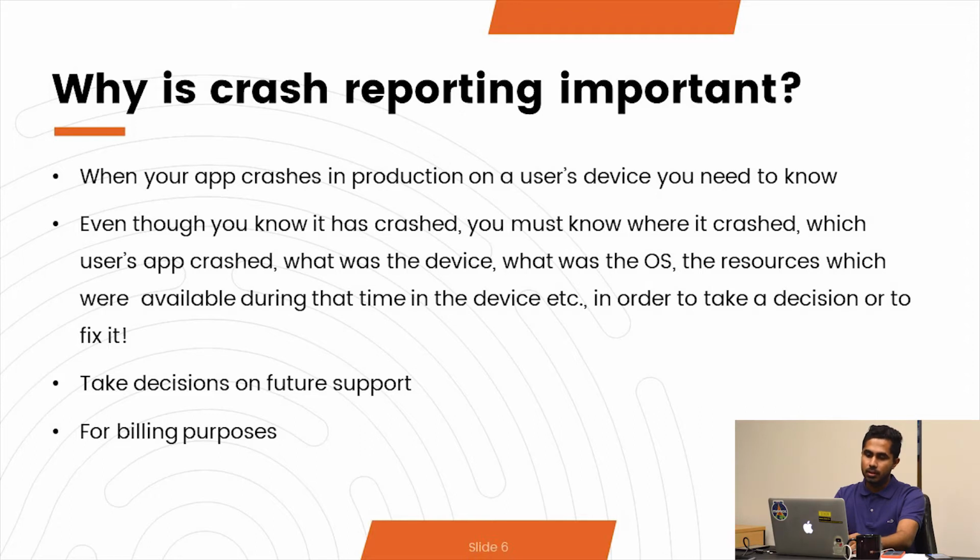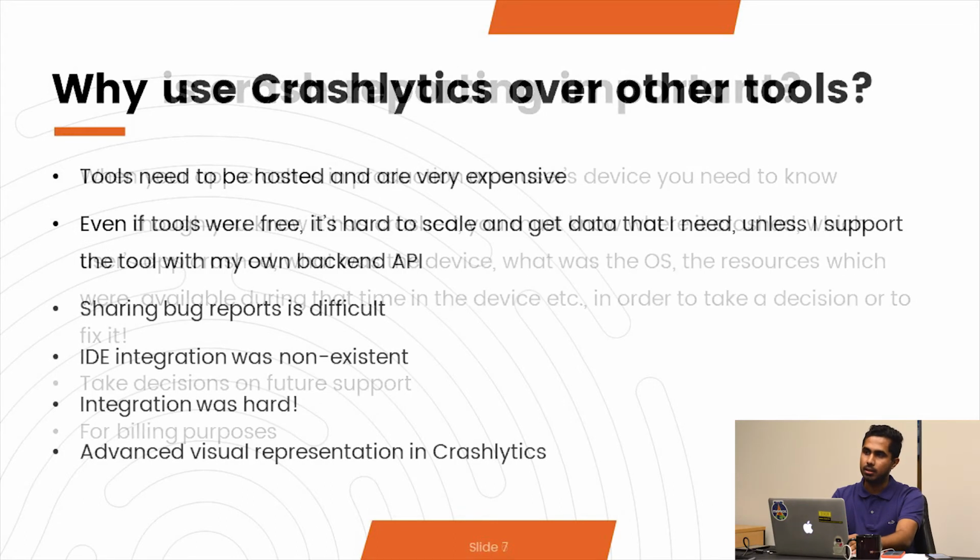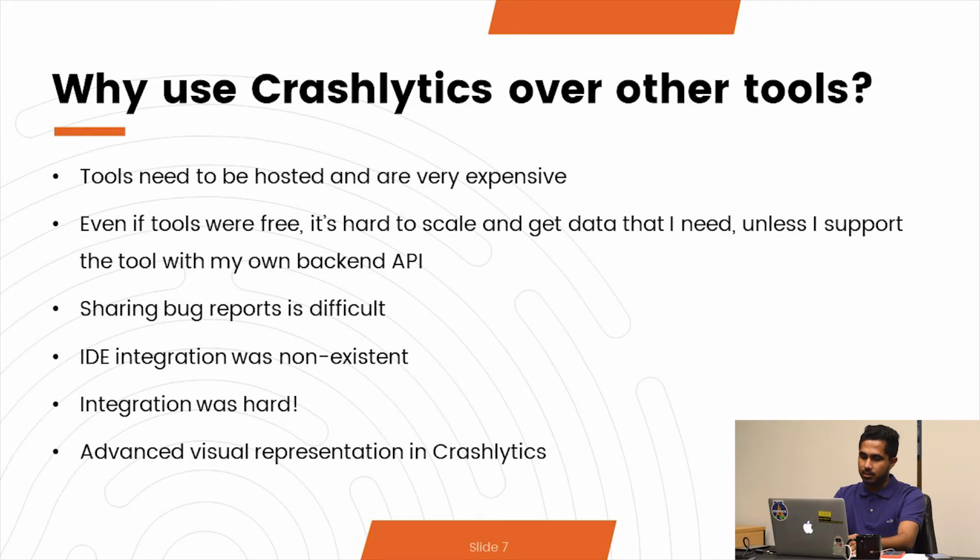In order to take any decision, you need all those details, and Crashlytics provides all of them. It also helps to take decisions on future support. As an example, you might be supporting a very old OS, and because of that you might be unable to use some of the latest libraries. With Crashlytics, you can see what OSs and devices users are on. So if something is useless, you can just cut off the support and move on to the new OSs. That's just an example.